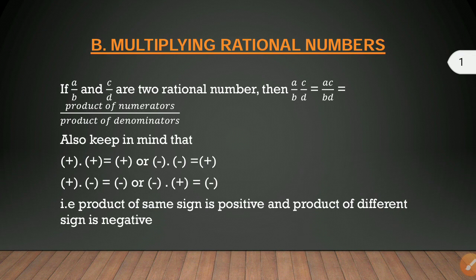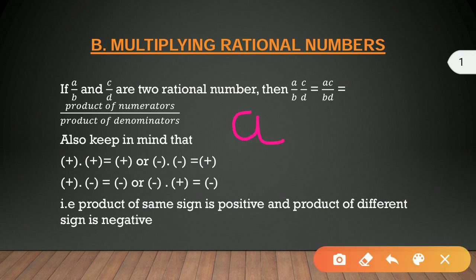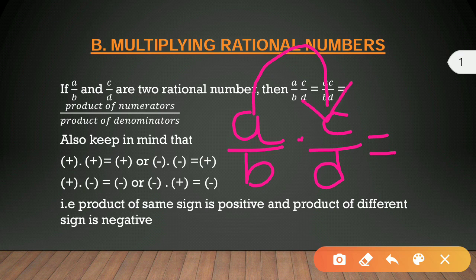So, the first topic is multiplying rational numbers. For multiplying rational numbers, we need two rational numbers. Suppose our first rational number is a by b and our second rational number is c by d. This dot sign will represent the multiplication sign. Now, how to multiply these two rational numbers? First, multiply the numerators and then multiply the denominators.